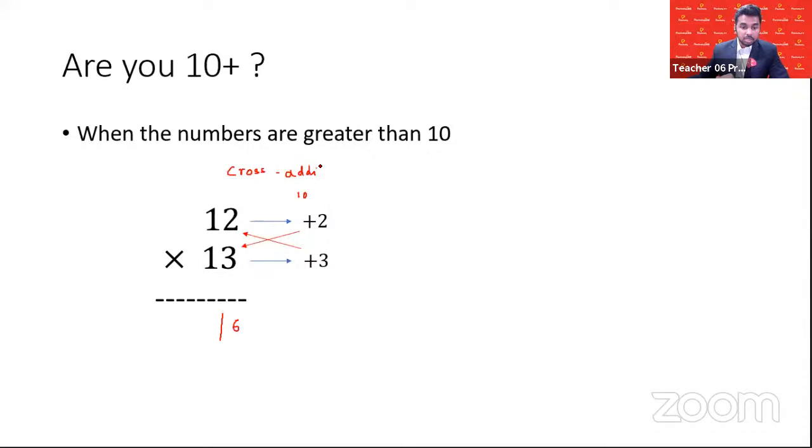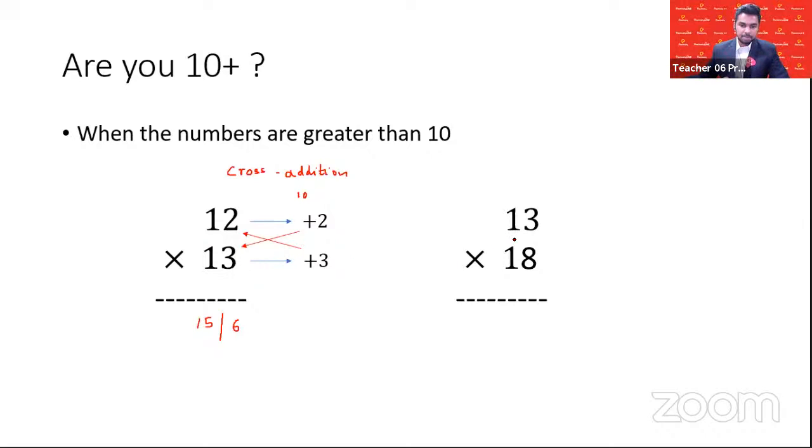So cross addition, if it is not clear to you, here is one more example to show you cross addition. You take this 3 and add to 12. So that is 15. So the answer is 156. How do you verify this? Somebody knows the square of 12? So the square of 12 is 144. So if you add one more 12 to it, it becomes 156, and that is equal to 12 times 13.